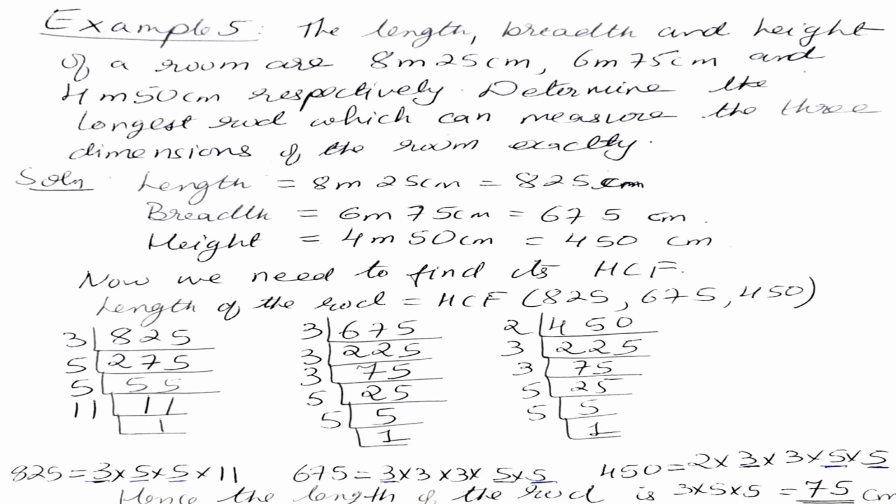825 is 3 into 5 into 5 into 11. Similarly for 675 and 450. Now the common factors are 3 into 5 into 5. That means the HCF of all the 3 numbers is 3 into 5 into 5, which is 75 centimeter. So the length of the longest rod which can measure the 3 dimensions exactly is 75 centimeter.